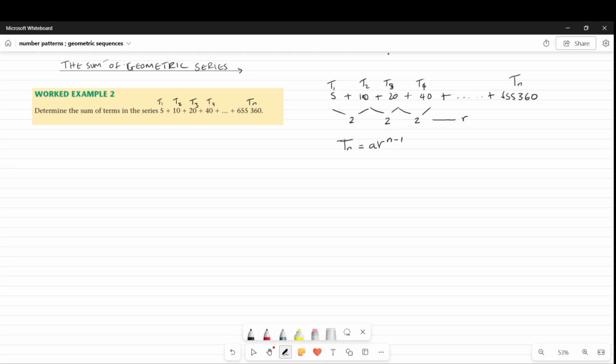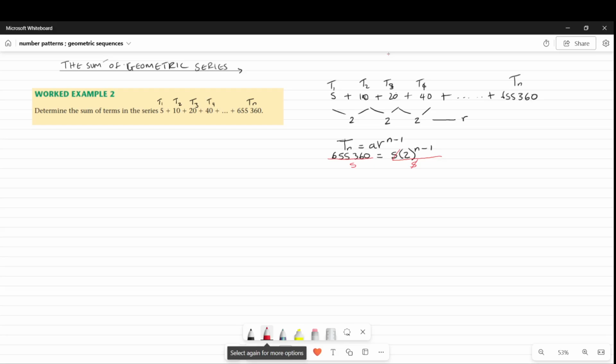Tn is our last term, which is given. So 655 360 is equal to a, which is the first term, 5, times r, which is the common ratio, 2, to the power of n minus 1. How are we going to solve this? We have to remove the outer coefficient first, so we divide both sides by 5, and that cancels out.